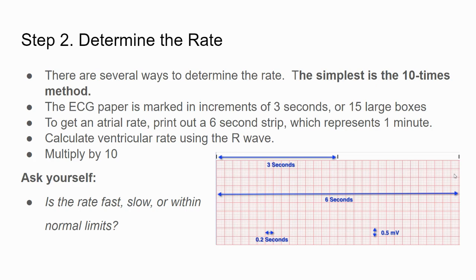So step 2 will be to determine the rate. There's several ways to determine the rate. The simplest is the 10 times method. Okay, so you are going to print a 6-second strip.